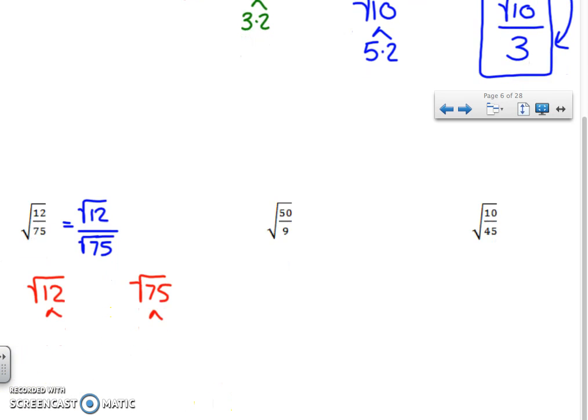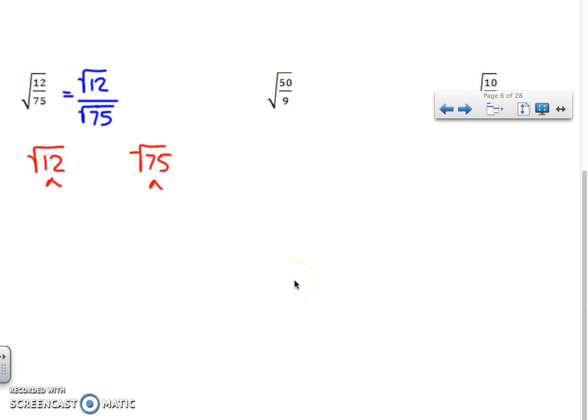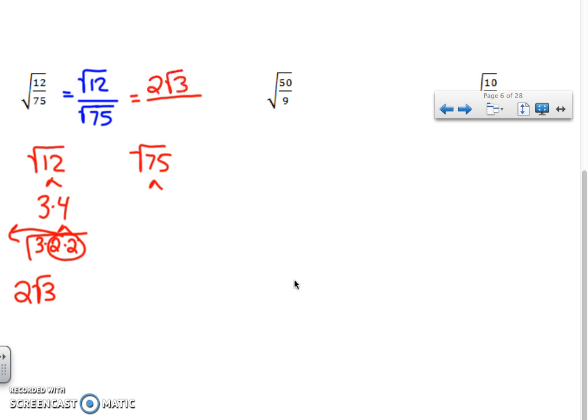Okay. So square root of 12 would be 3 times 4, and then 4 would be 2 times 2 times 3. So I've got a pair of 2's. I'm going to take it out and write it once, and then a 3 was left on the inside. So this top part is going to be 2 root 3.